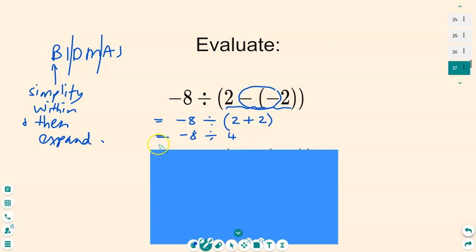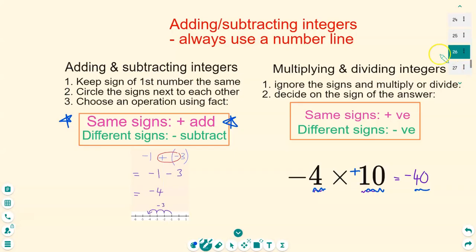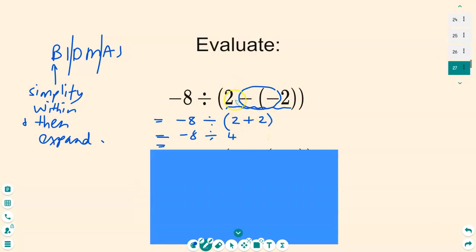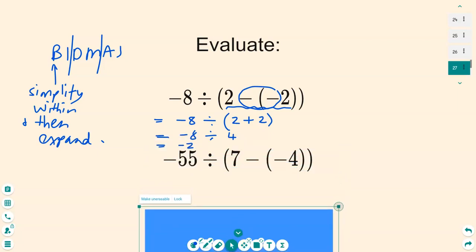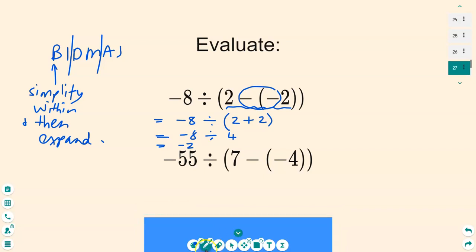And then on the next line, negative divided by a positive. Multiplying and dividing integers, different signs gives me a negative answer. So 8 divided by 4 is 2, and I know a negative divided by a positive is negative. Takes a little bit to get your head around, but we'll just keep practicing. Next one.